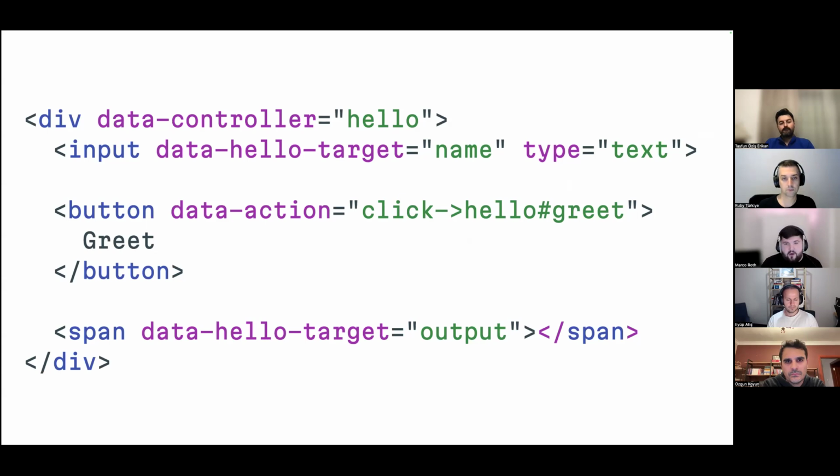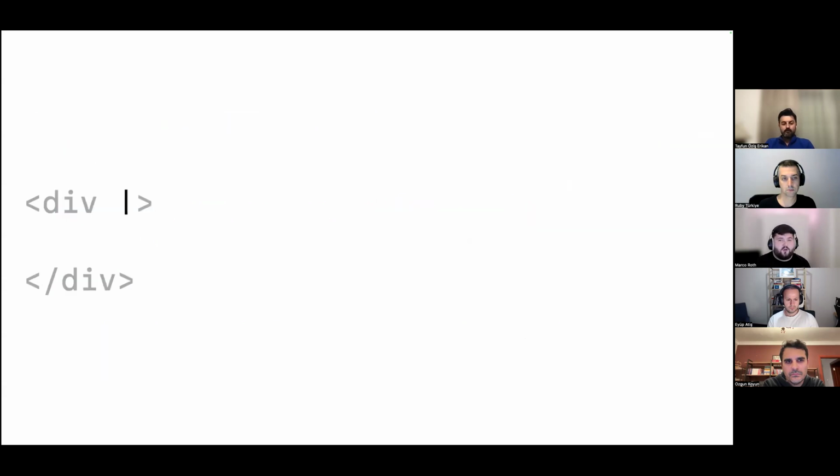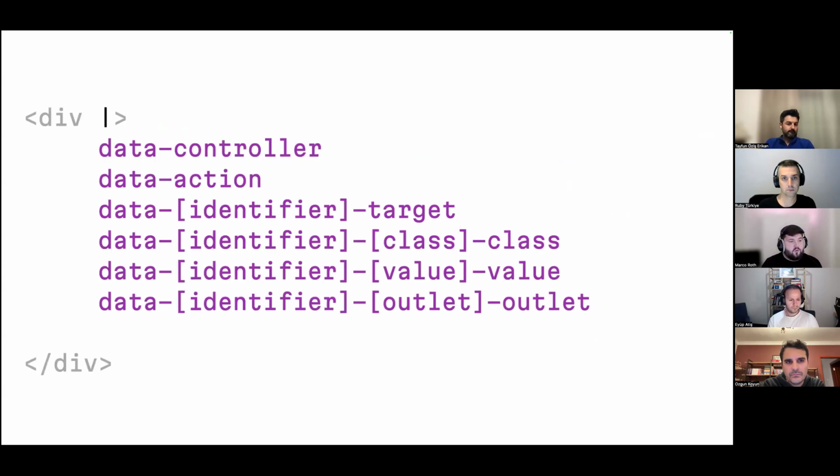But what you really care about here are the attributes that are the controllers, the targets, the actions, and so on, all the ones that are related to Stimulus. And what we want to do is, when we start to write our HTML, we want to have an autocomplete to give us all the possible values or attributes that are valid in this context. So in this example here, we want to show all the possible controllers, all the possible targets, and everything that you might have in your application.